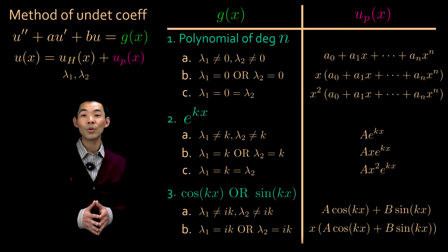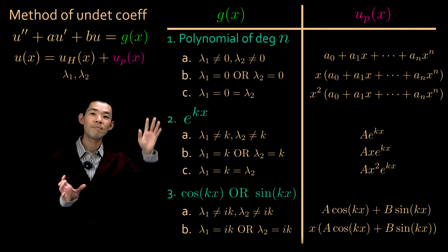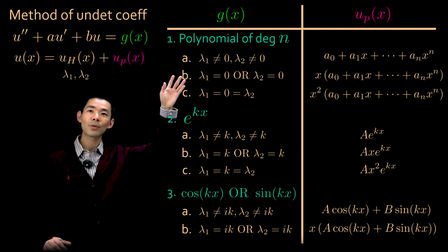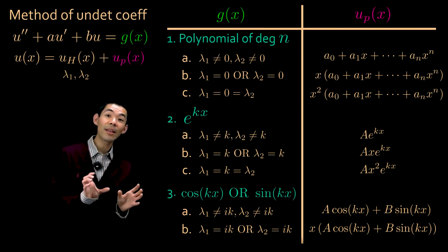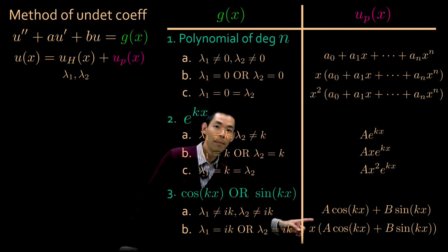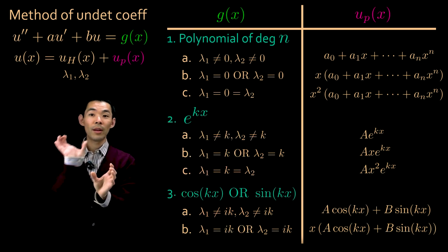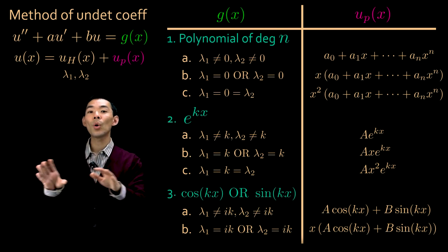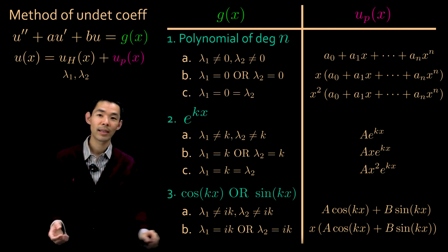So now all you need to do is, let's say your g of x was a sum of many of these categories. For example, you had g of x equal to x squared plus a cosine kx. Then you would add together these polynomials, x squared, plus this particular solution together. So you would just superimpose the different particular solutions, add them together, and that would be your total particular solution that would cover both the x squared right-hand side plus the cosine kx term.